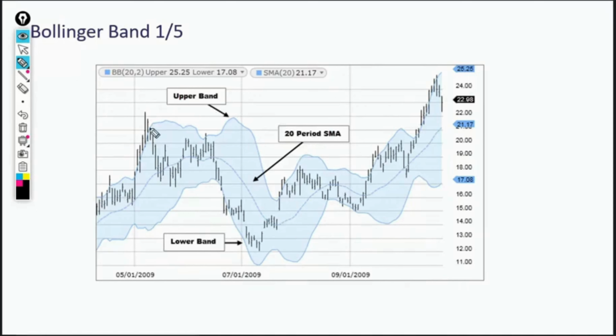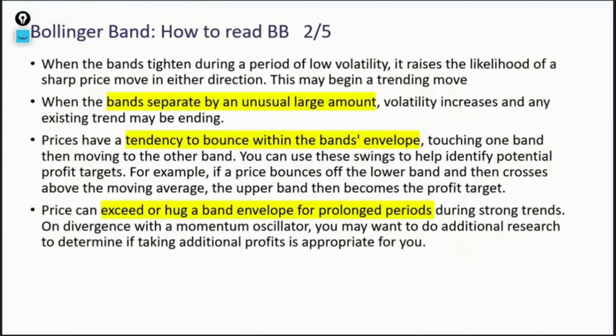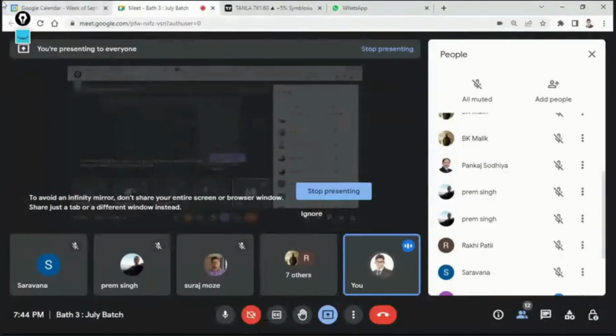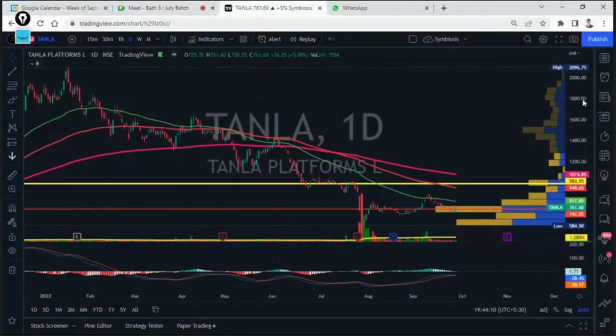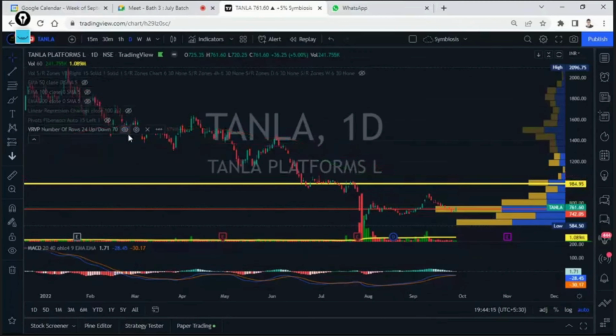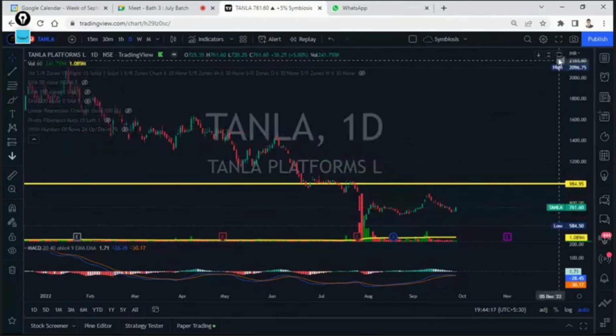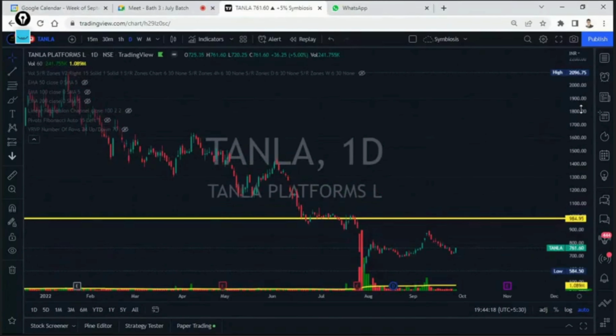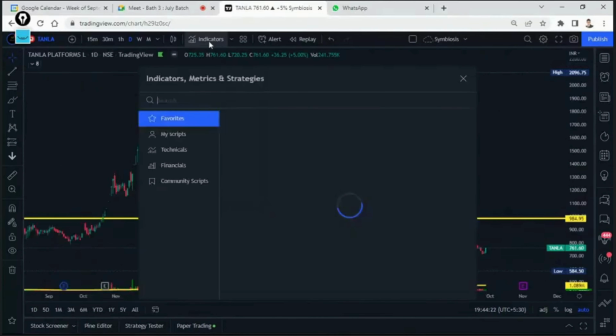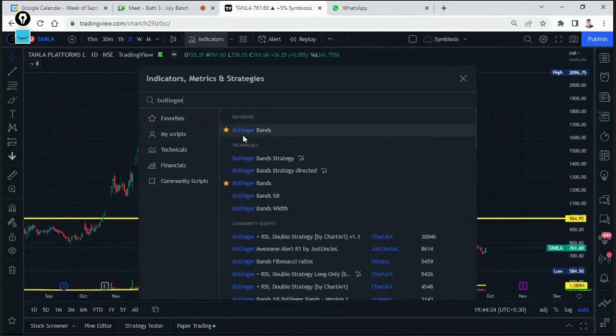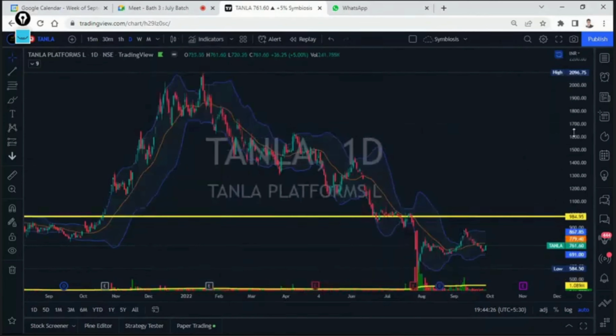But how is this band derived? We'll go to the tool and try to understand this. But this is the takeaway from this particular slide. Let's move on to the next slide. But before I introduce this, let me open Bollinger Bands. I'll remove all other technical indicators just to be very clear as to what we are speaking about right now, and I will add Bollinger Bands here for your comfort.